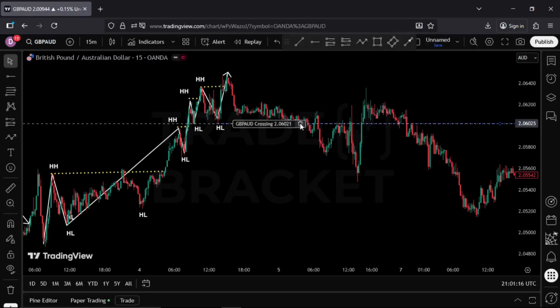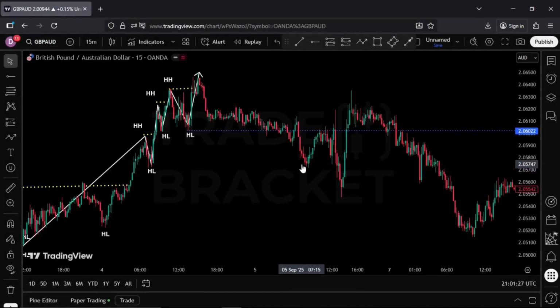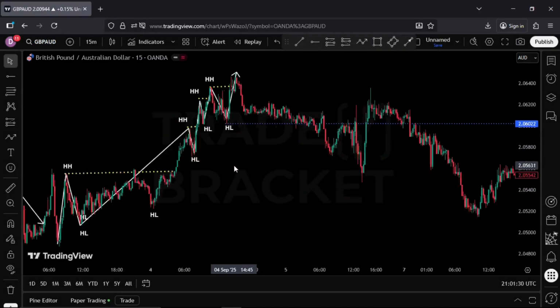Okay, so I don't need the alert anymore because I got my break. I'll just click that icon of the bin, right? I'll click delete, and it will remove it. All right, so right now I want to draw my trade bracket.